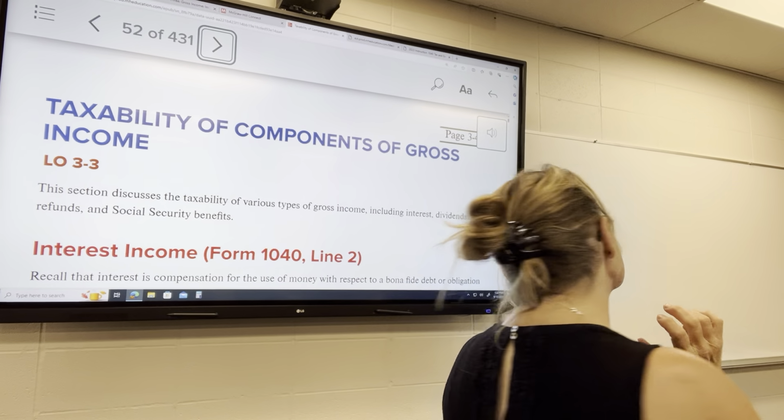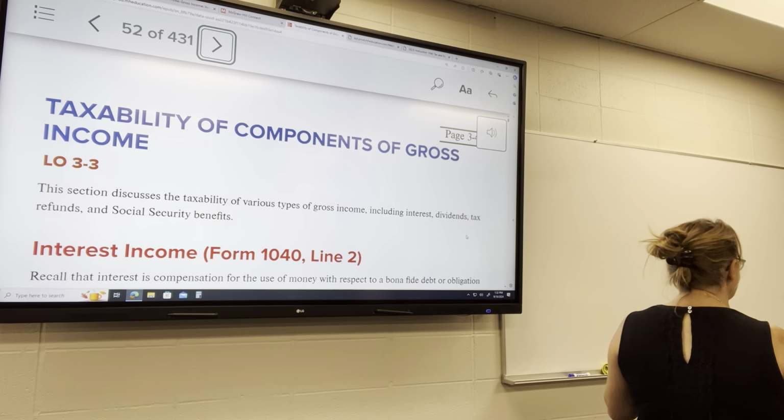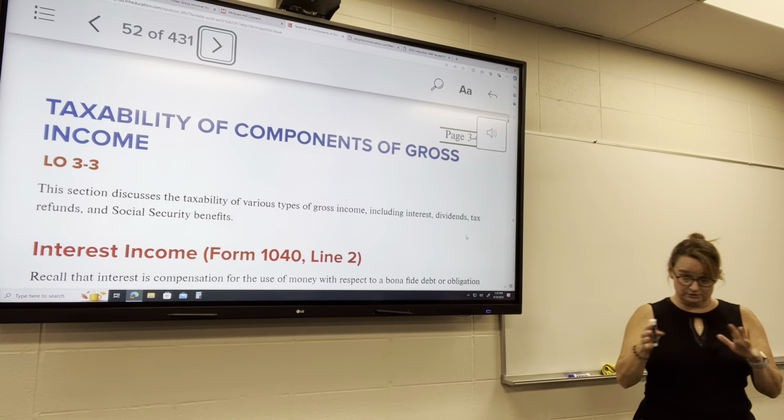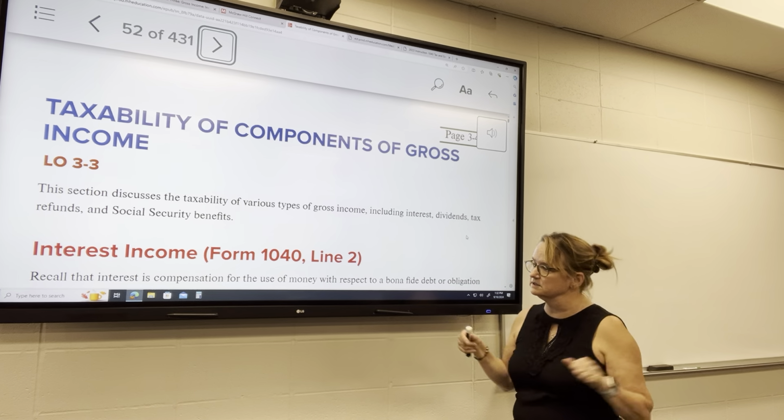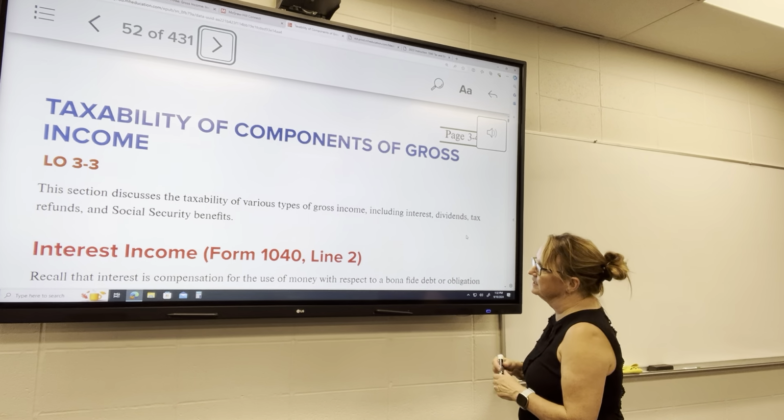And these are, like I said, this list is absolutely not exclusive. These are the big ones; we're gonna hit the main points here on these types of income. We're gonna talk about interest, dividends, tax refunds, and remember those are state income tax refunds, not federal income tax refunds, really. And Social Security benefits.